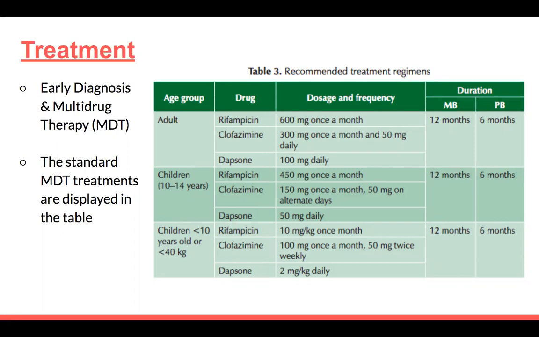As mentioned earlier, leprosy is broken into 2 stages, MB and PB, based on the number of lesions present on the body. The stage determines the duration of the treatment. This is outlined in the right-hand side of the chart.